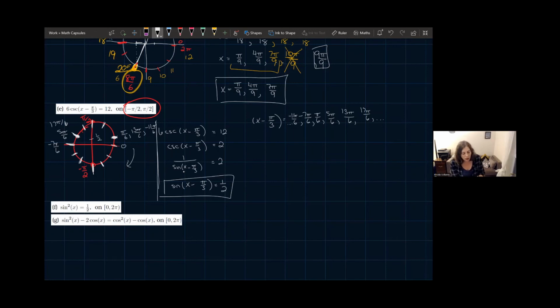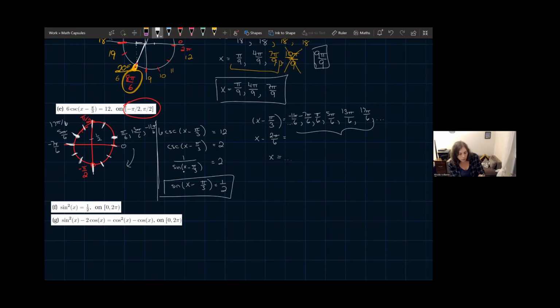So if x minus pi over 3 is equal to these numbers, I need to now solve for x. So it's going to be good to note again that pi over 3 is 2 pi on 6. Which would be equal to any of these values. So to solve for x, I would be adding 2 pi over 6 to each of these. So let me just go through and do that.